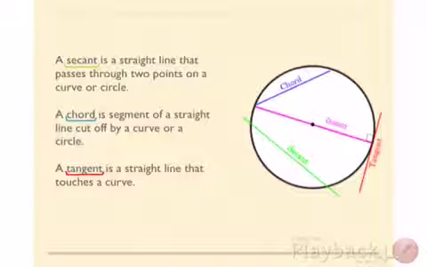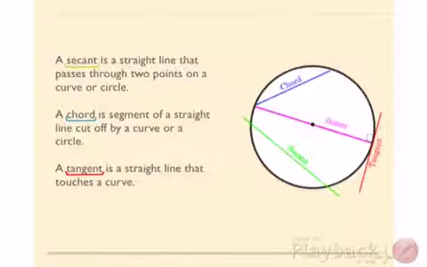We're going to do that by looking at a couple of different things. So you need some terminology. A secant is a straight line that passes through 2 points. So I can see here this is going through 2 points on a curve or a circle in this situation. So there are my 2 points and it's just a straight line.